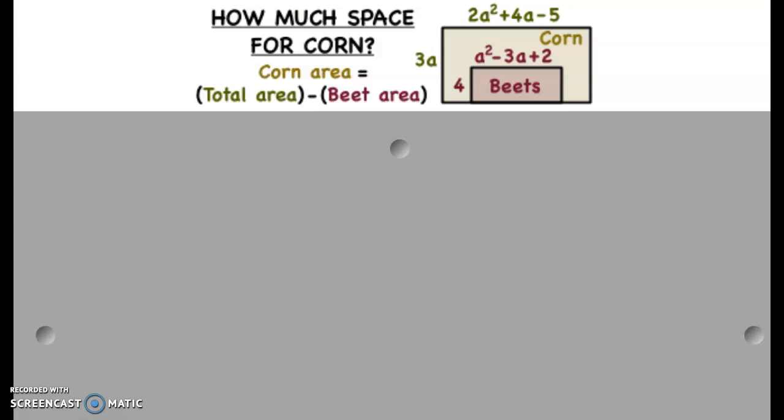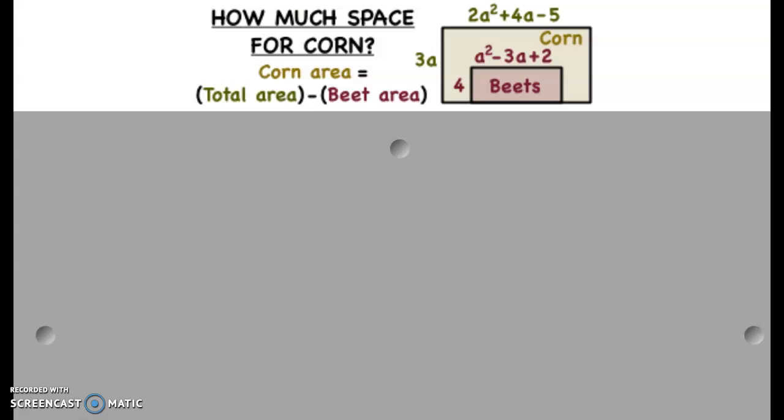Hi guys, so after the past few lessons on practicing adding, subtracting, multiplying polynomials, we're just going to take it one step further and look at some word problems. There's not much background story to these word problems, so I'm going to discuss with you what's going on in the word problem.